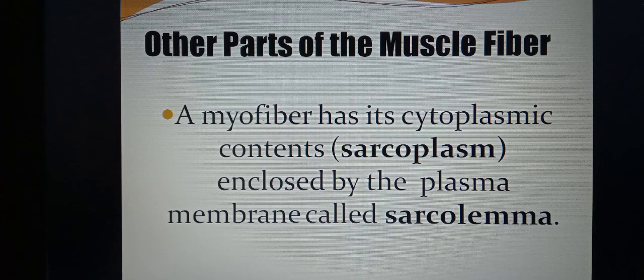We will now proceed to other parts of the muscle fiber. A myofiber has its cytoplasmic contents, or sarcoplasm. In an ordinary cell, it's called cytoplasm. But for a muscle cell, its cytoplasm is called sarcoplasm, which is enclosed by the plasma membrane called sarcolemma. Basically, the cell membrane of a muscle fiber is called sarcolemma. In a normal cell, we call it cell membrane or plasma membrane. So they were just the same.